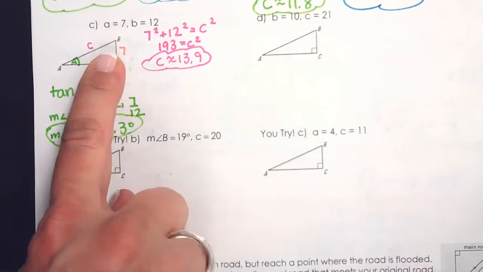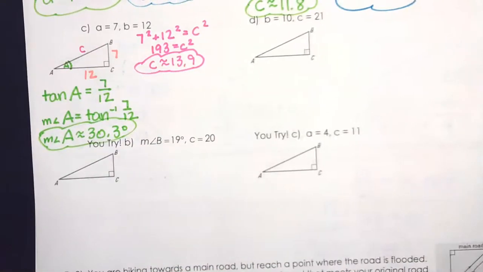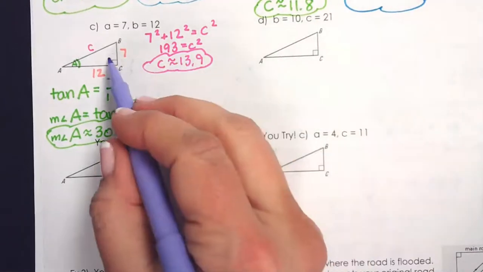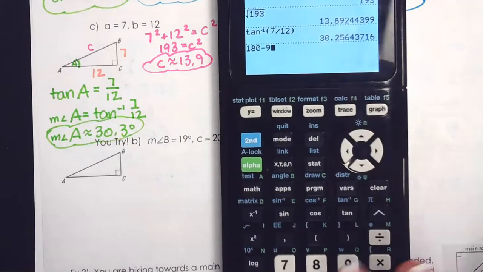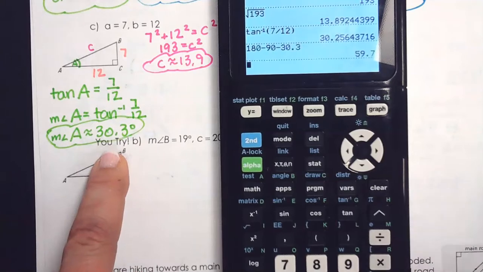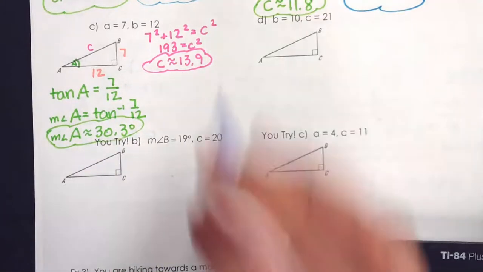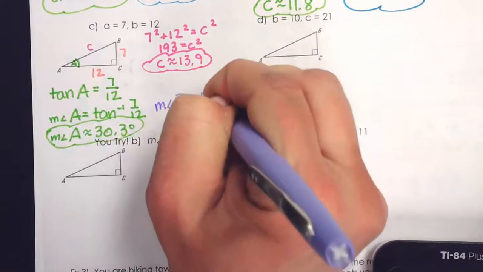Now, we could set up another trig ratio, but if you know two of the angles of the triangle, can't we find the other angle? What could we do to find the other angle? Just subtract 180 minus the 90 degrees, that is angle C, minus the 30.3 degrees, that is angle A. We see that the measure of angle B is about 59.7 degrees.